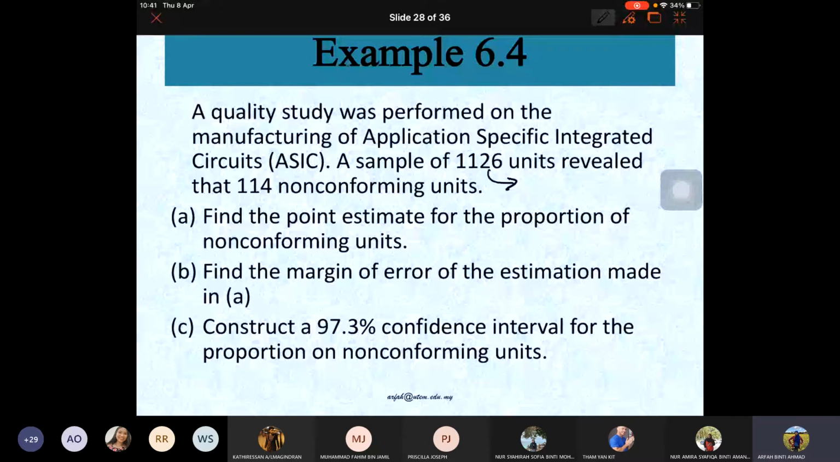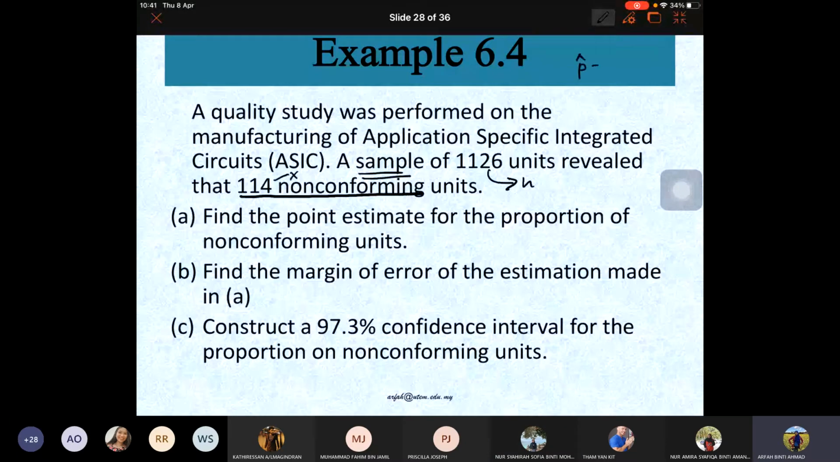Ni apa kelas? Yang kecil, betul. Okay, ini n kecil, sebab dia kata sample of. So size sample adalah 1126. 114 non-conforming units, that one apa? X. Unit X, yap betul. Okay, sebab yang kita berminat adalah non-conforming unit. So ini adalah awak punya X.